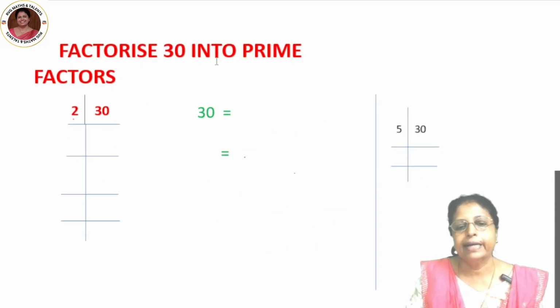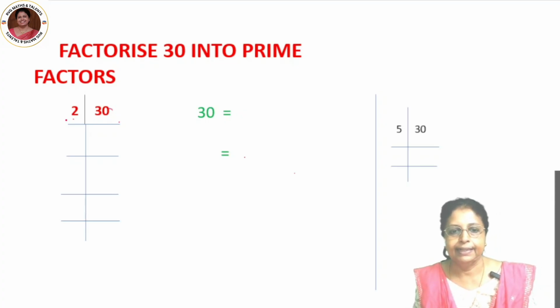Then next consider another example. Factorize 30 into prime factors. Already you know that. Let us try together. 30 divided by 2, what will you get? 15. It's not an even number, so 2 is not a factor. So let us try 3 here.